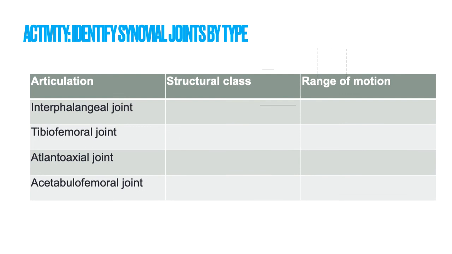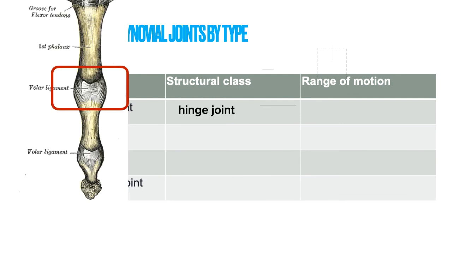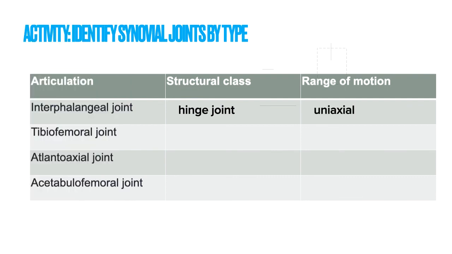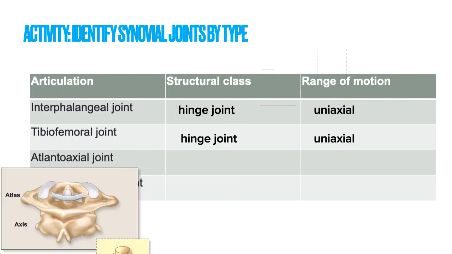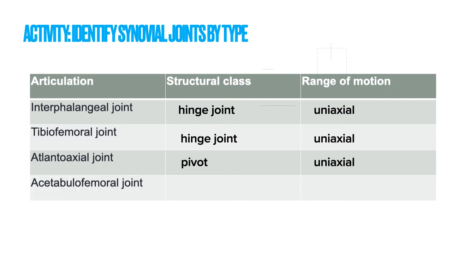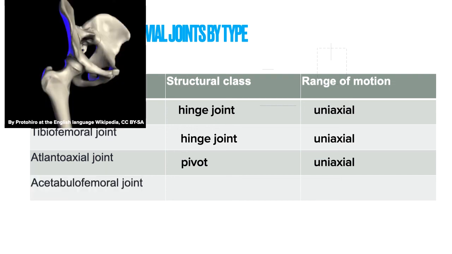Okay, let's do a few more. So here we have the interphalangeal joint, which we've already seen. This is a hinge joint, and it is uniaxial. The tibiofemoral joint, shown here, this is also a hinge joint, so it's uniaxial. The atlantoaxial joint, this is a pivot joint, and is uniaxial. And the acetabulofemoral joint, shown here. This is a ball and socket joint, and it is multiaxial.